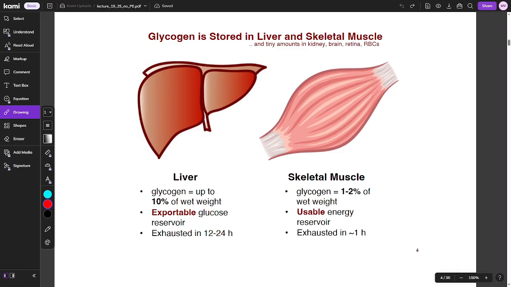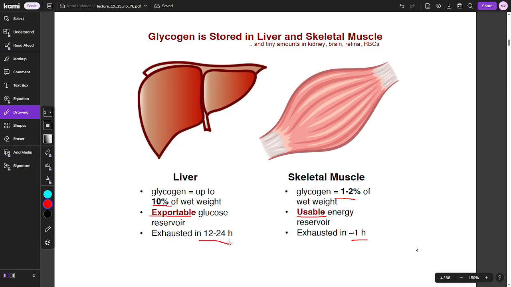And what's important to know is that it makes up like 10% of liver, and then 1 or 2% in the muscle. And the main thing with the liver is that this is exportable glucose. It's not used by the liver, it's exported to other areas. And then with muscle, it's just used within the muscle itself. And also for the muscle, those stores are exhausted in a very short time compared to the liver.